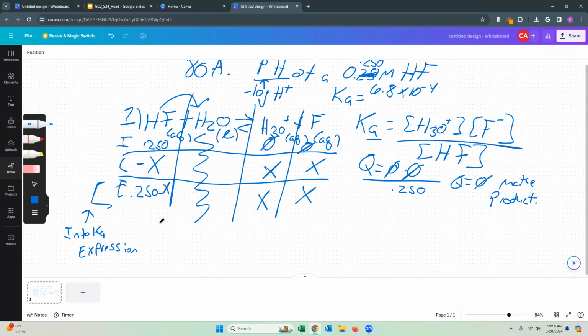However, before we do that, there's a minus X here. Whenever you have minus or plus X, check the X is small approximation.